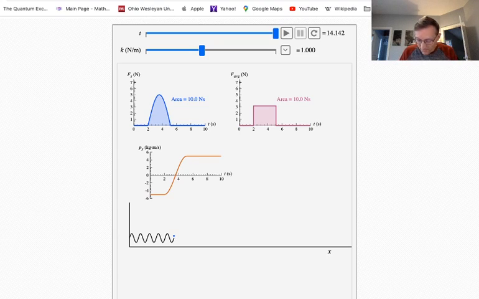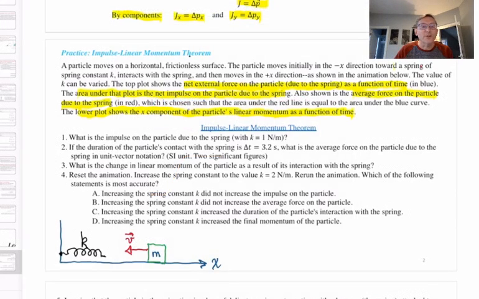Let's just focus on that for now. And let me go back and now look at the first question. What is the impulse on the particle due to the spring? Use a spring constant little k, by the way, of 1 Newton per meter. That's the default value. So let's write the answer down here. Now, I would like you to pause the video and think about it for a minute, and then come back and we'll talk about the answer.